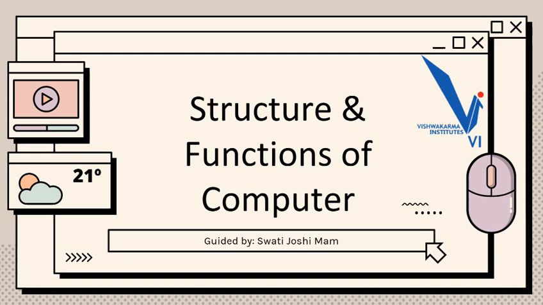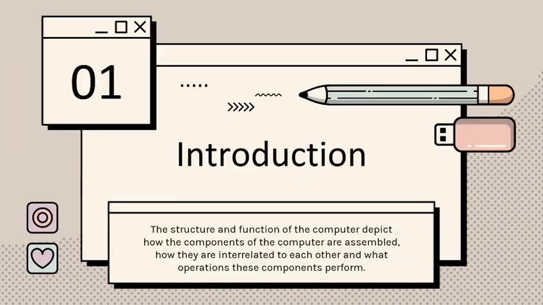And here we are to discuss the topic of structure and functions of the computer under the subject Computer Organization and Architecture. Introduction. The structure and functions of the computer depict how the components of the computer are assembled, how they are interrelated to each other, and what operation these components perform.